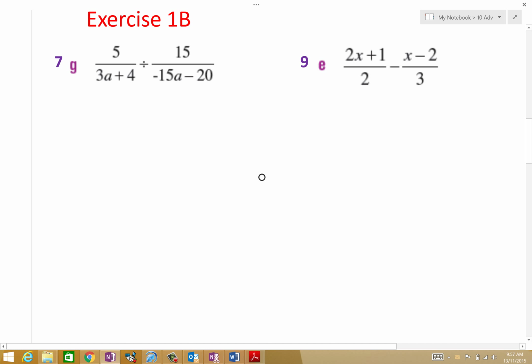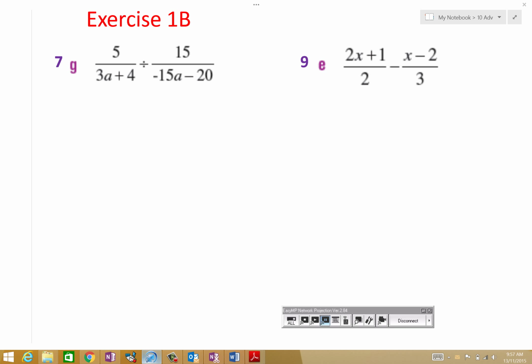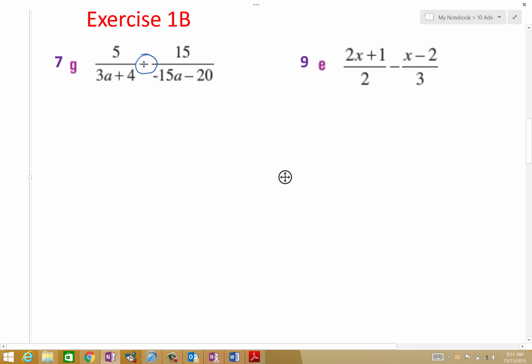Okay, here we go. The first step, of course, to do this is we want to change this divide symbol to a times, don't we? It is a divide symbol. Okay. So, I've got 3a plus 4, which means that I can do the old flipperoonie.